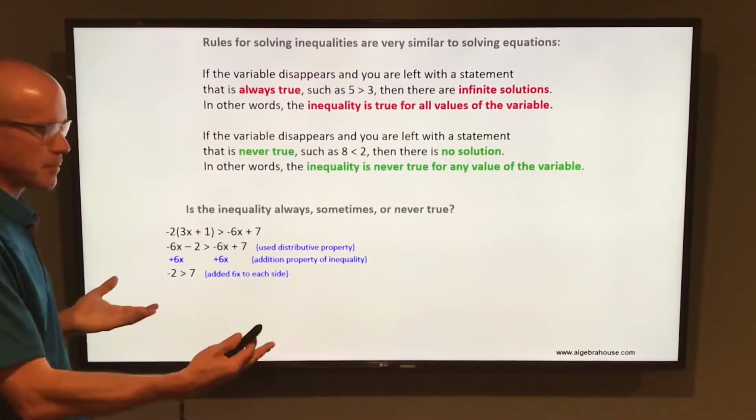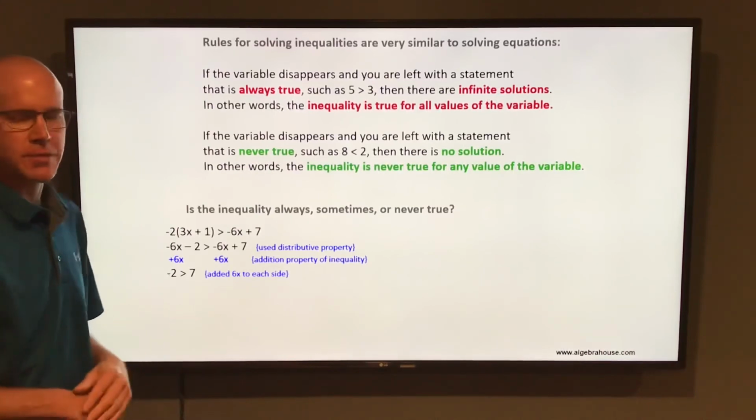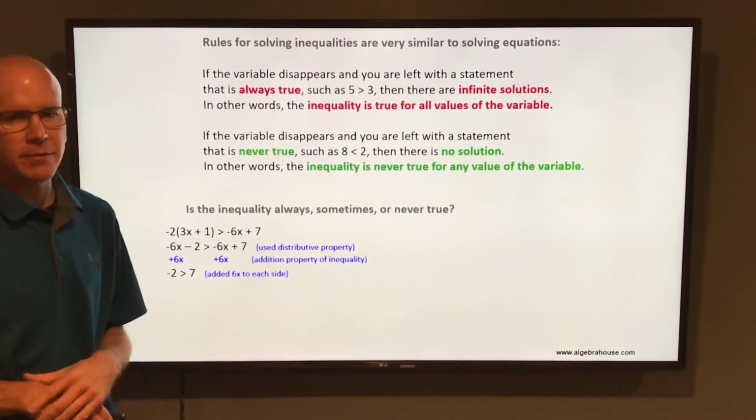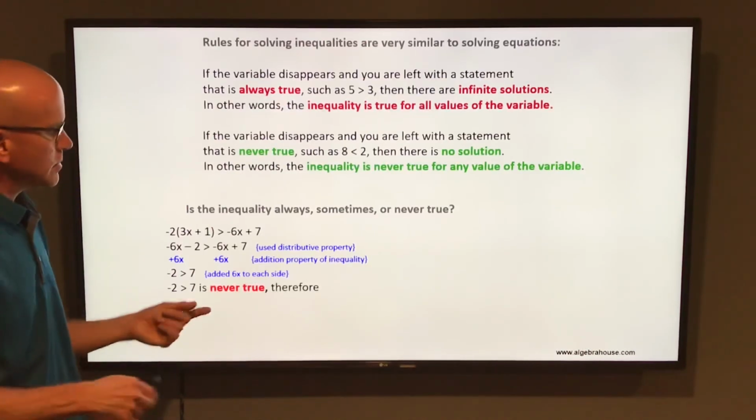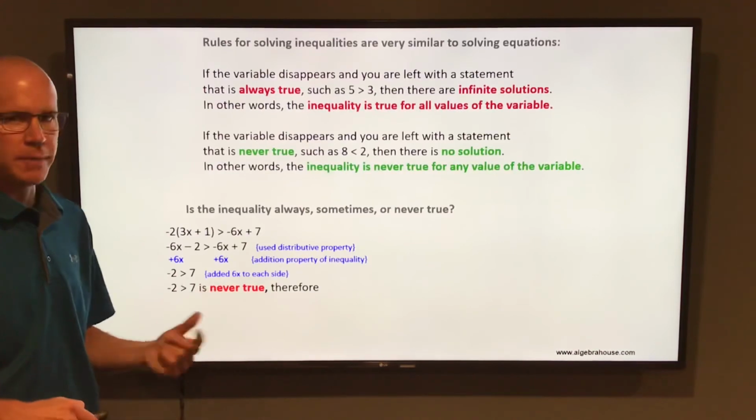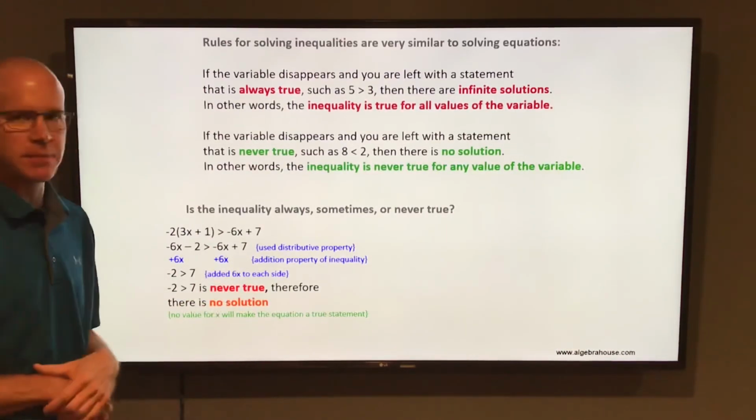The variable disappeared. You don't panic. Just look at that again. Is it true or false? Is negative 2 greater than 7? Negative 2 is not greater than 7. It's never going to be greater than 7. So to answer this question, it is never true. But what that really means is that there is no solution. There's no value you can put in for x to make that a true statement.